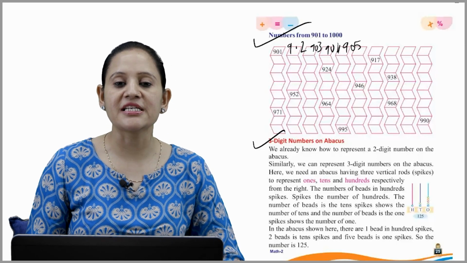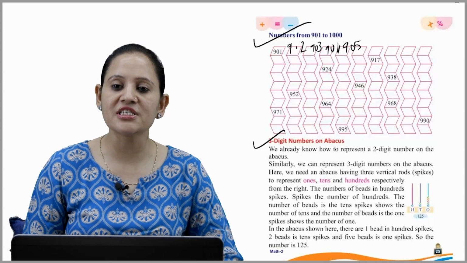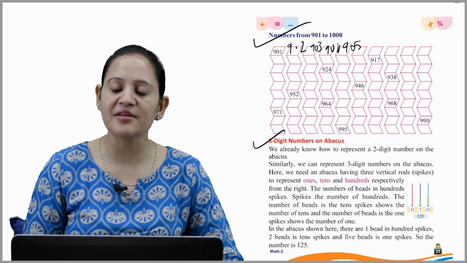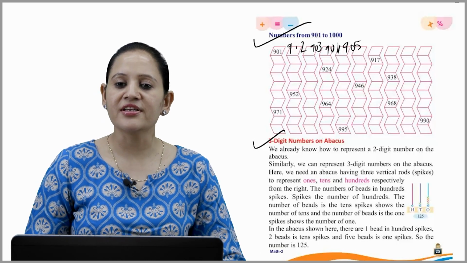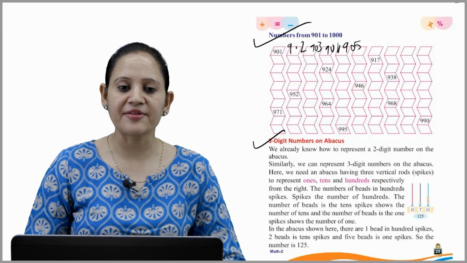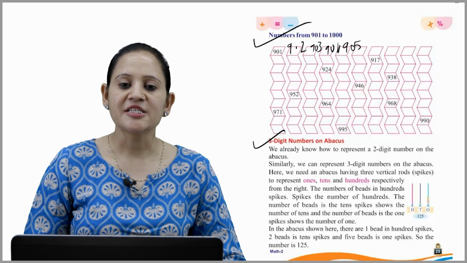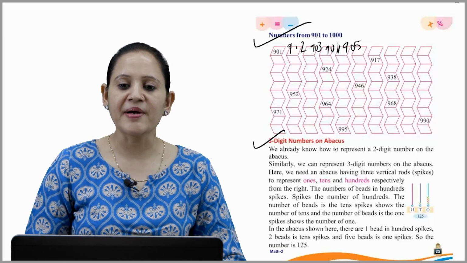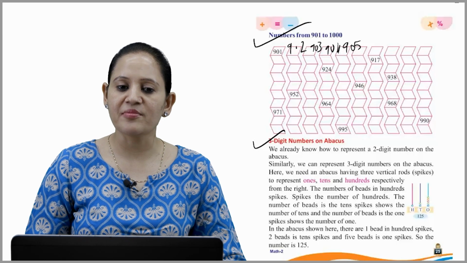How will we represent a 3-digit number on an abacus? We already know how to represent 2-digit numbers on an abacus. Similarly, we can represent a 3-digit number. Here we need an abacus having 3 vertical rods to represent ones, tens and hundreds respectively. From the right, the number of beads on the 100 spike shows the number of hundreds, the number of beads on the 10 spike shows the number of tens, and the number of beads on the 1 spike shows the number of ones.